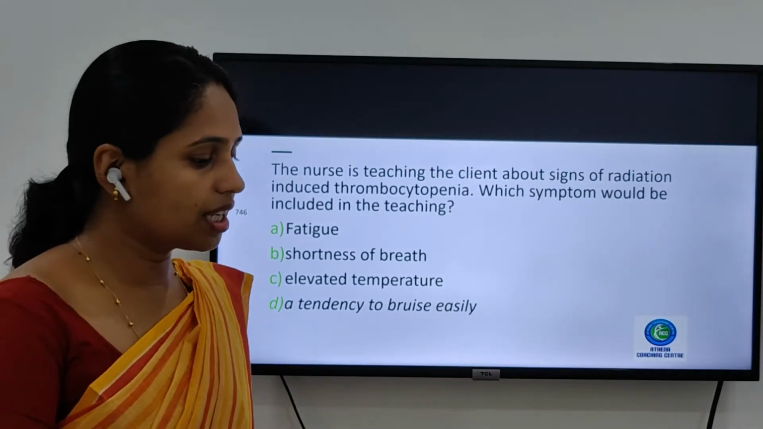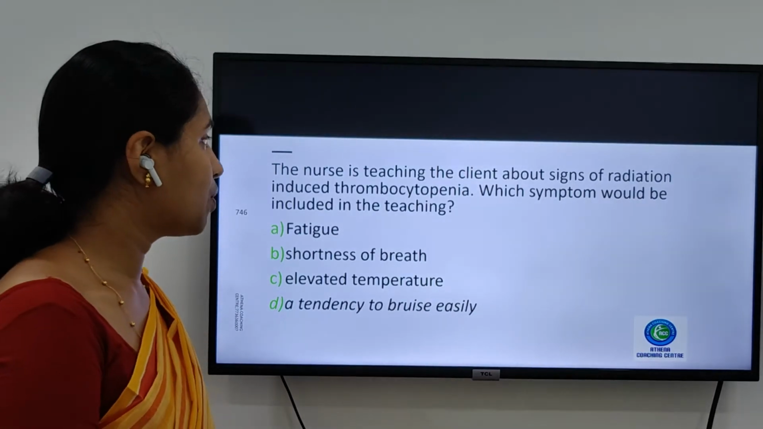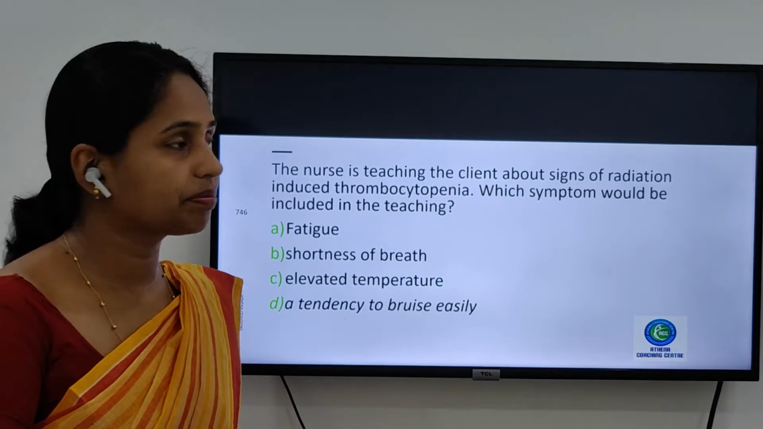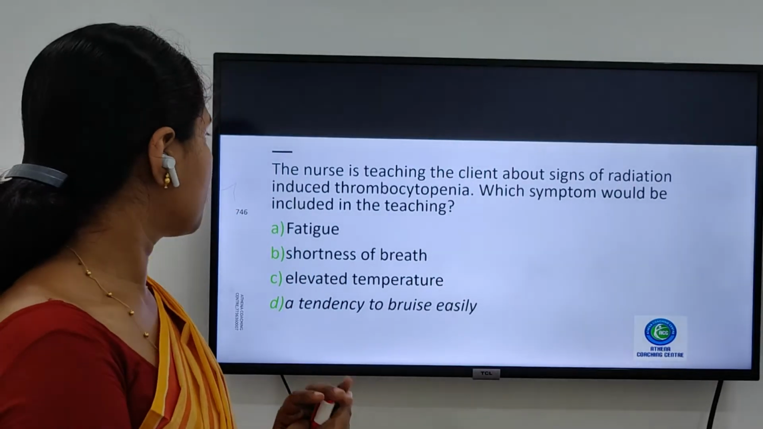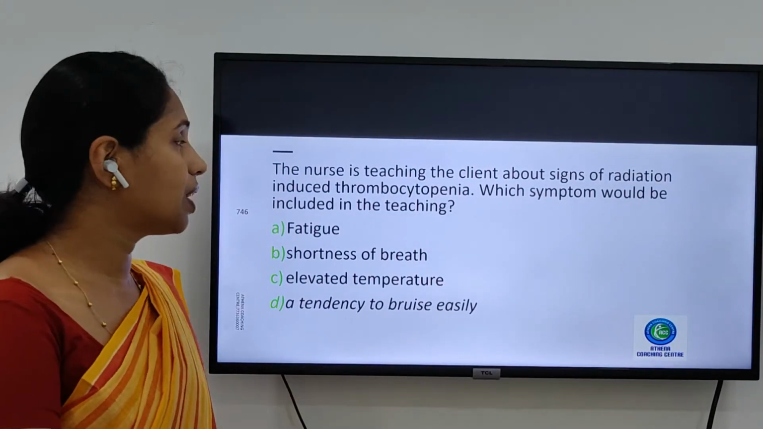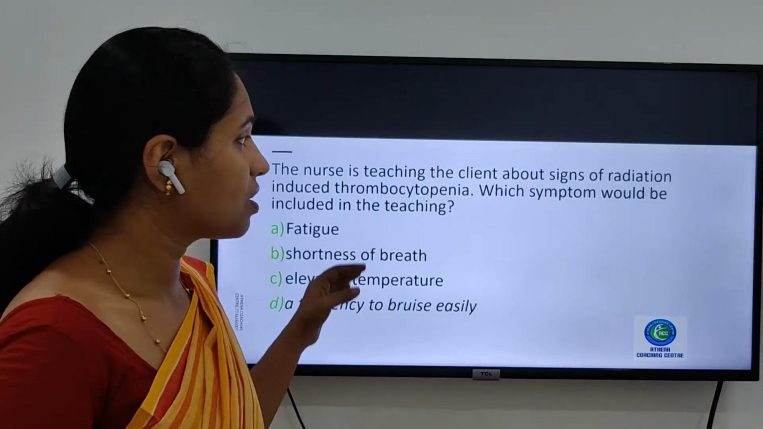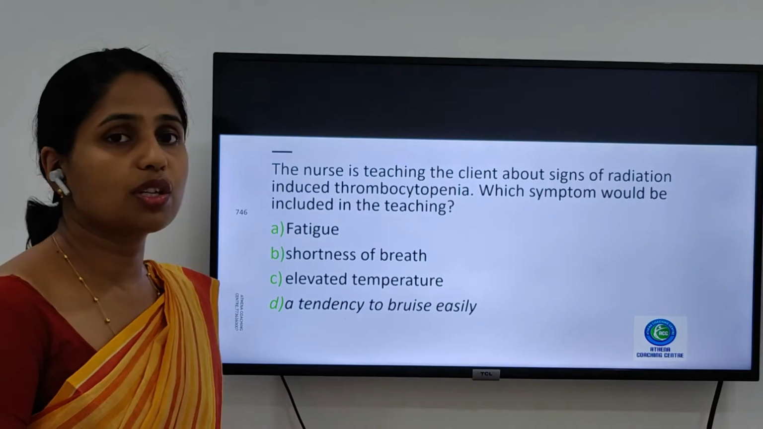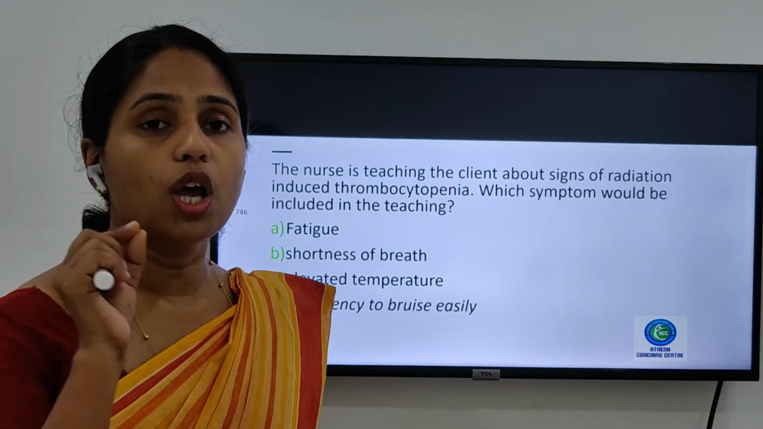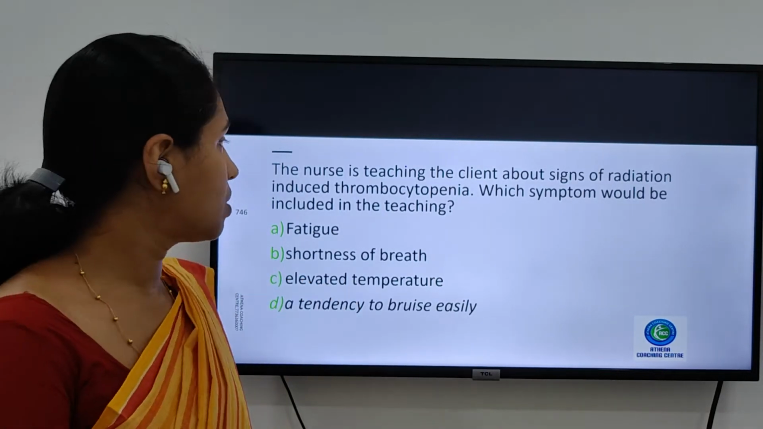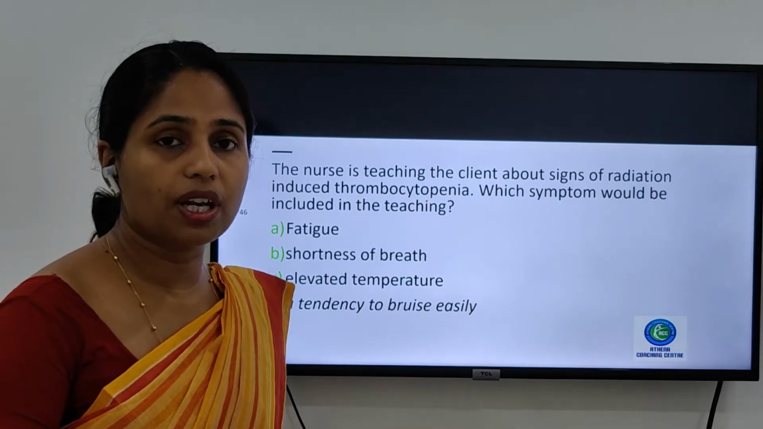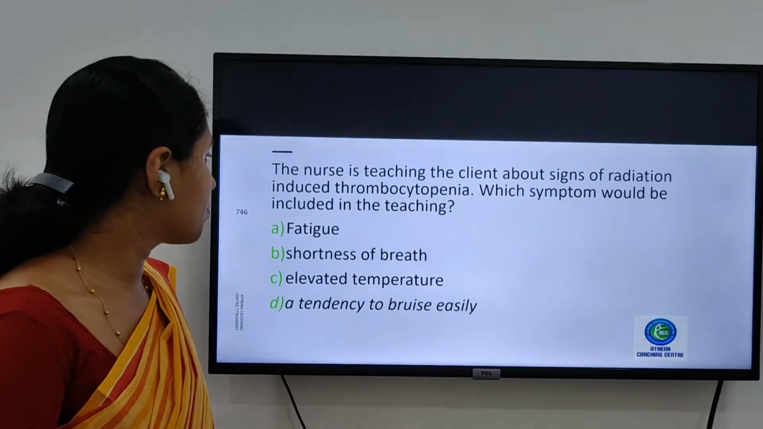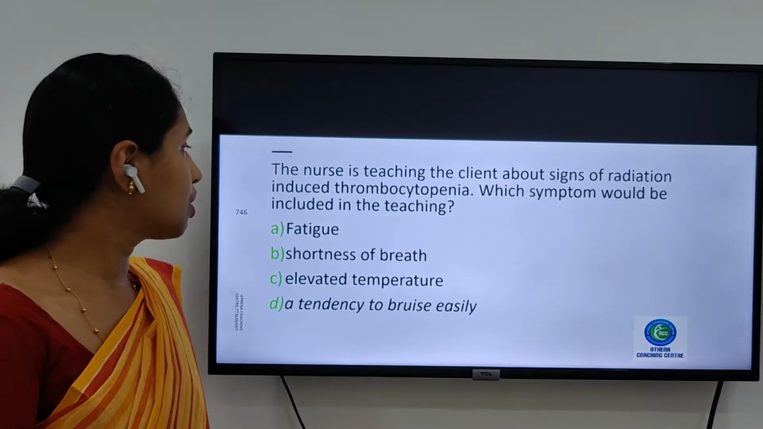The nurse is teaching a client about signs of radiation-induced thrombocytopenia. Which symptoms will be included in the teaching? So the patient is receiving radiation and radiation-induced thrombocytopenia. What is thrombocytopenia? Low number of platelets. Thrombocytopenia is a term where the number of platelets is reduced. So which symptoms should be included in the teaching?